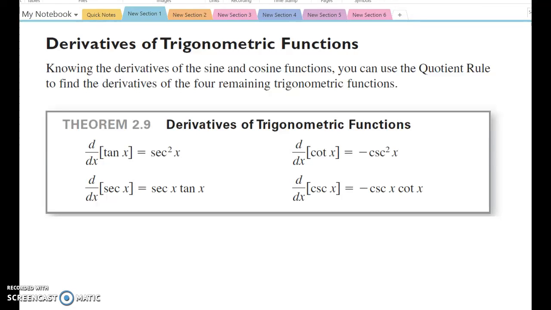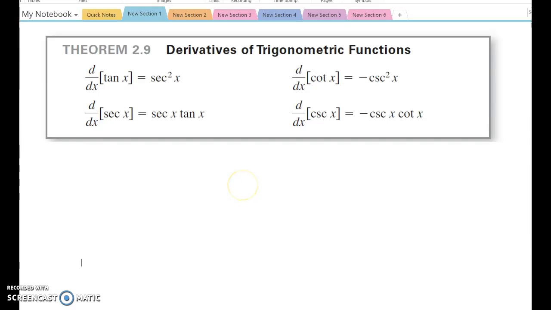Derivatives of trigonometric functions. Before, we only talked about the sine and cosine derivatives. But based on this, we can find the other trigonometric functions' derivatives. As you see in this description, we can use the derivatives of sine and cosine to find the derivatives of the four remaining trigonometric functions.